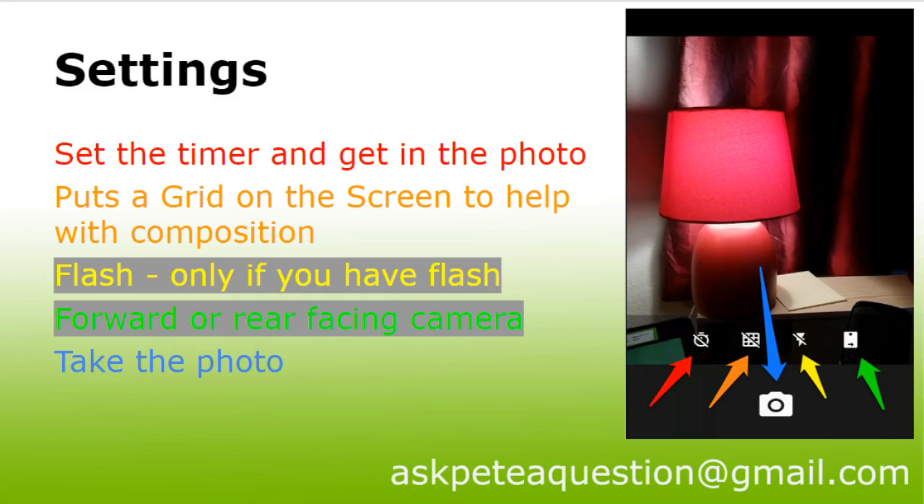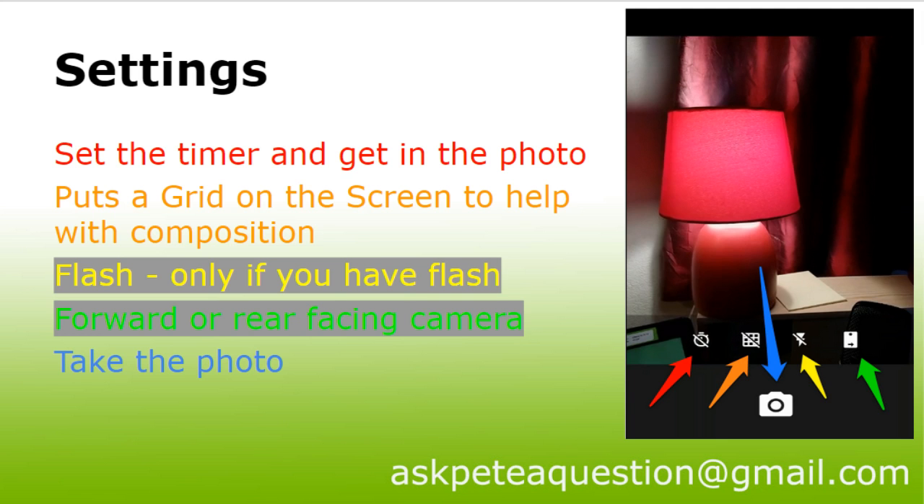Next one across is the grid. The grid puts a grid on the screen to help you to compose your picture and to make it as good as you can make it. What it doesn't do is put a grid on the finished photograph. The next button across is the flash button. If you haven't got flash, it's not there. Flash allows you to take pictures at night, so again you can turn it on, turn it off or whatever.